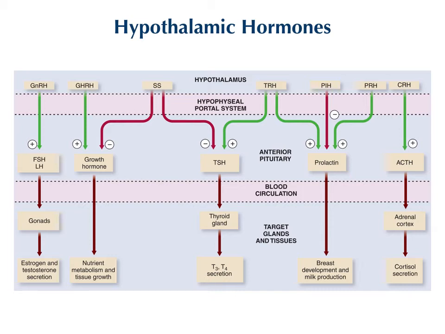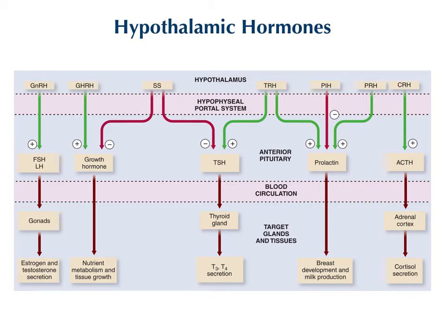And you can see whether they travel out through the hypophyseal portal system and make it to the anterior pituitary. Then you see the anterior pituitary hormones that are released, and these will be typically called stimulating hormones. Follicle stimulating, luteinizing hormone, growth hormone, TSH or thyroid stimulating hormone, prolactin, and ACTH.